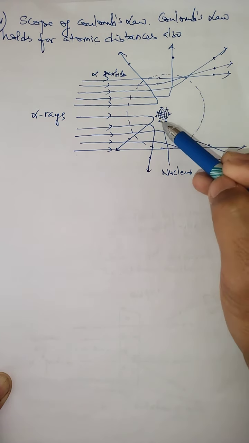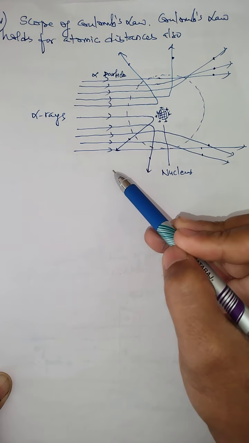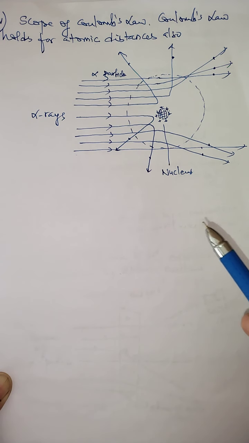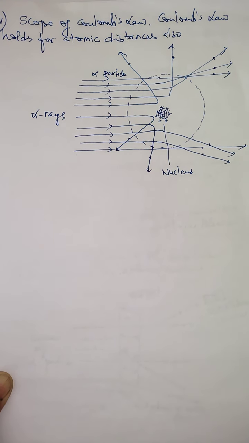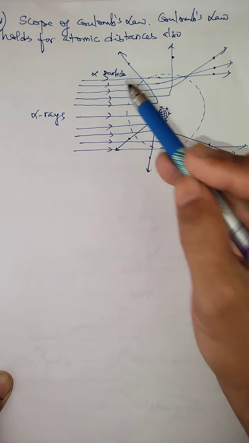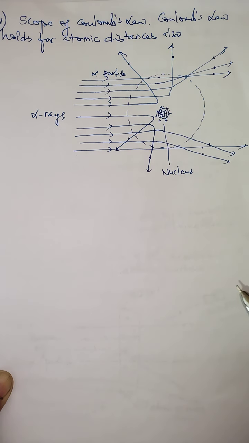So this is the atom and this is the nucleus where the positive charge is present, and alpha particles also carry positive charge, and between positive charges repulsion takes place. So the force of repulsion exerted by the nucleus on the alpha particle is in accordance with Coulomb's law.